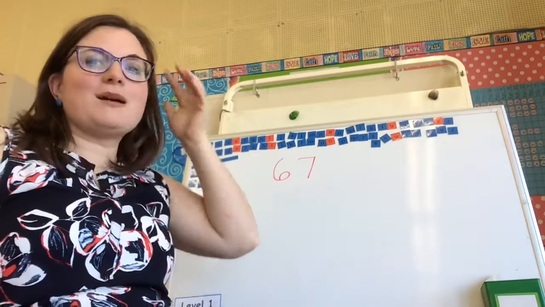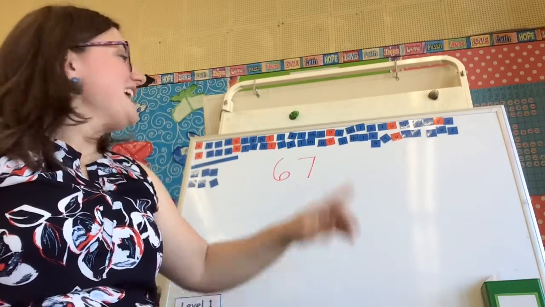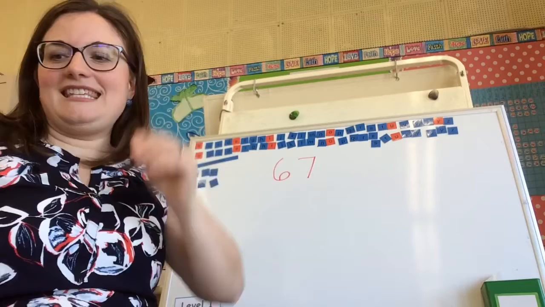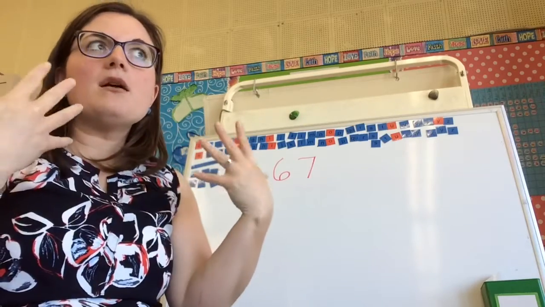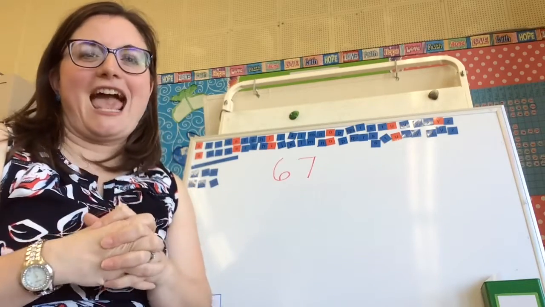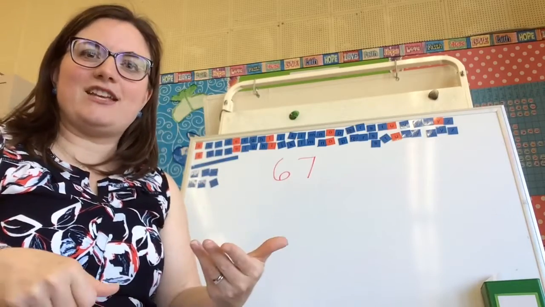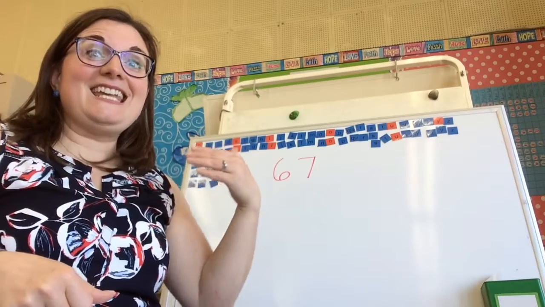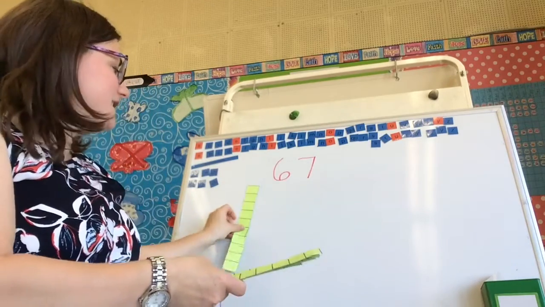So who can tell me what number I've got up here on my board? Can you say it out loud with me? 67, yes. Now if I wanted to say to you, what is one more than 67? If I had one more, how many would I have? Well, we can count up one. What comes after 67? 68. You're right.